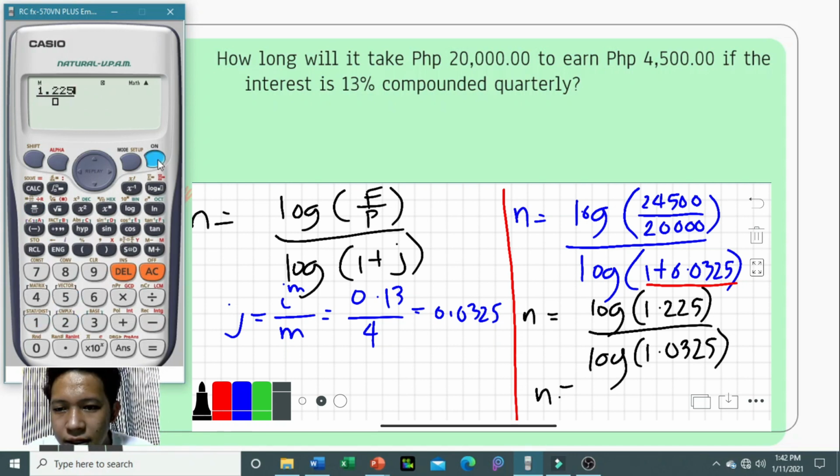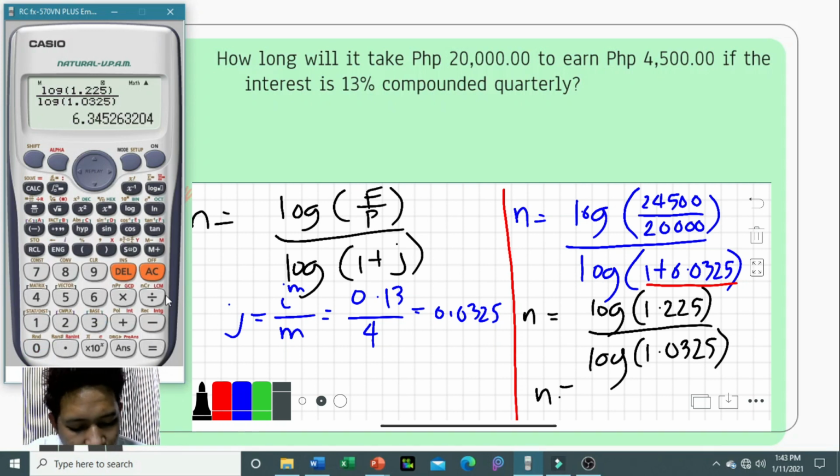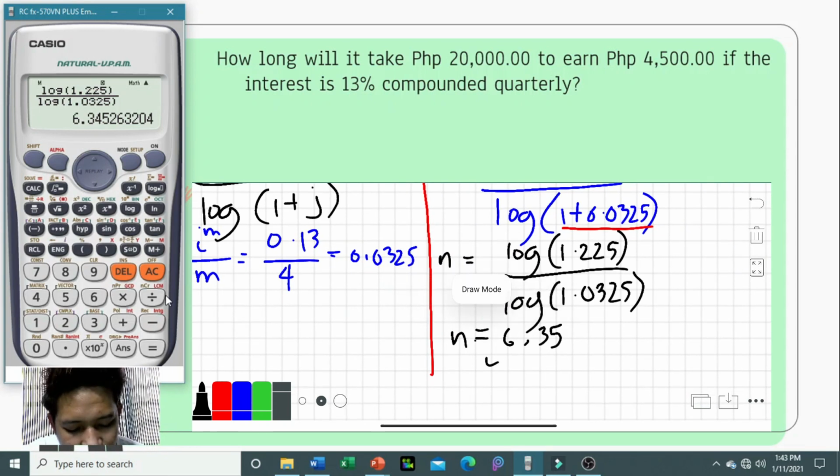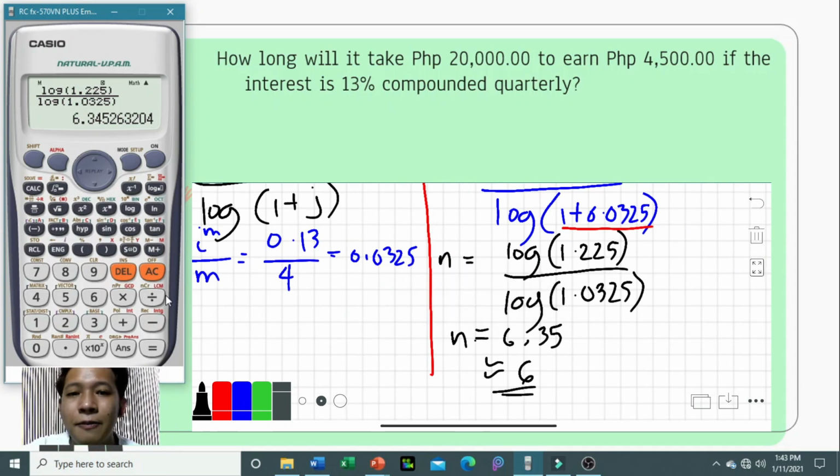Okay, and then using our calculators, we'll be having the log of 1.225 over the log of 1.0325. And that will yield to the value of n, which is 6.35, or simply what? Simply 6. Okay, so kapag ni-round off natin siya, that is simply 6. So ibig sabihin, we'll now have the idea that the total number of conversion periods is 6.